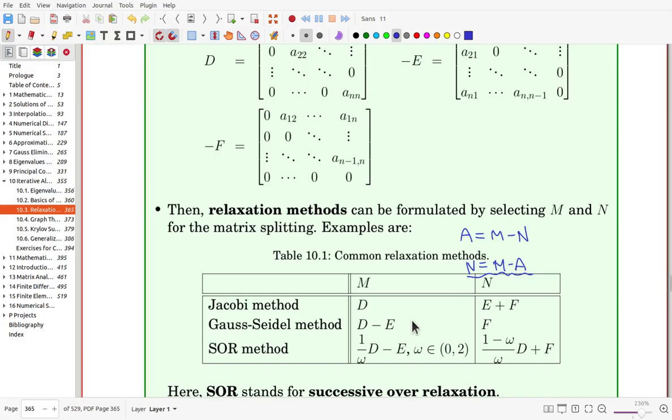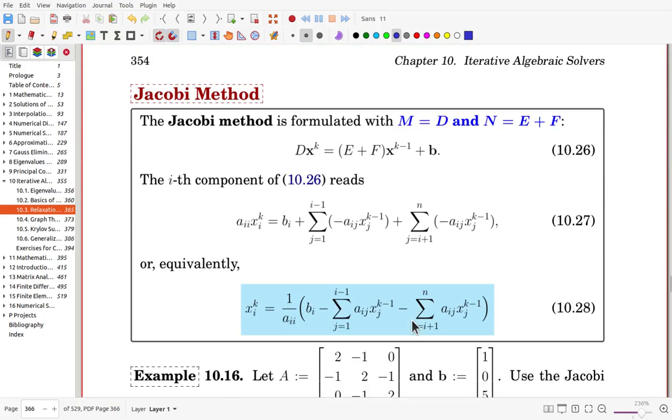So we have three cases. We'll deal with these three methods step by step. Okay, here we have the Jacobi method. It is formulated with M as the diagonal portion, so N must be E + F.